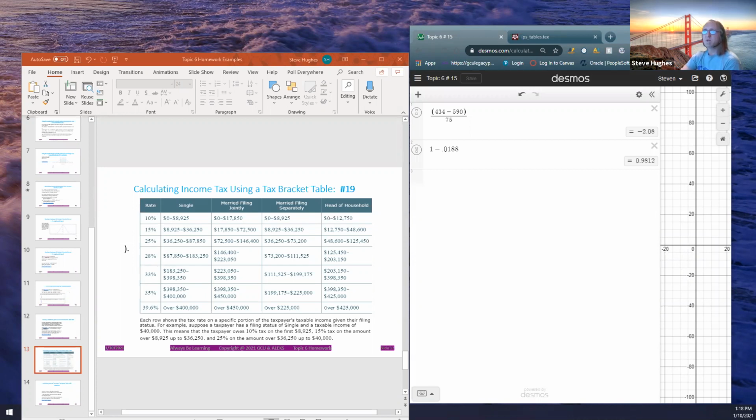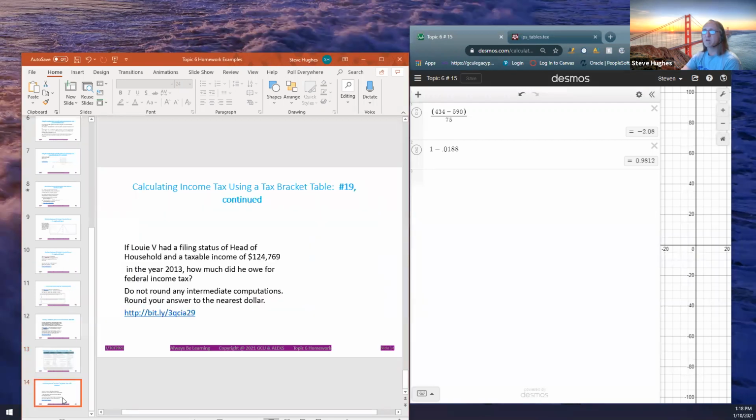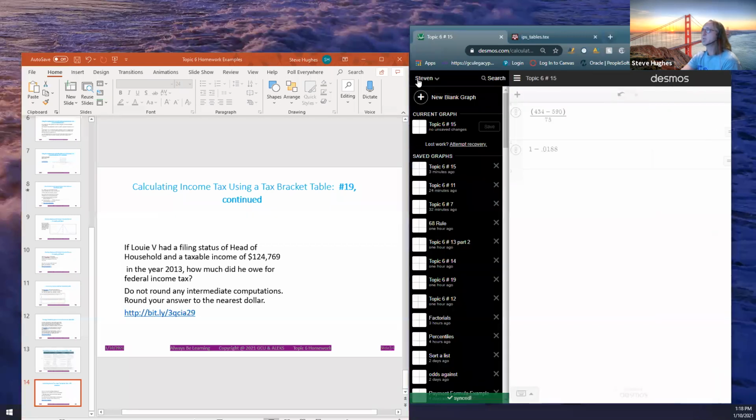All right, so let's look at our example. What question do we have? It says Louis V, King of France, had a filing tax status of head of household and a taxable income of $124,769 in the year 2013. How much did he owe for federal income tax? It says, do not round any intermediate computations. Give your last answer to the nearest dollar. So let's go grab our calculator.